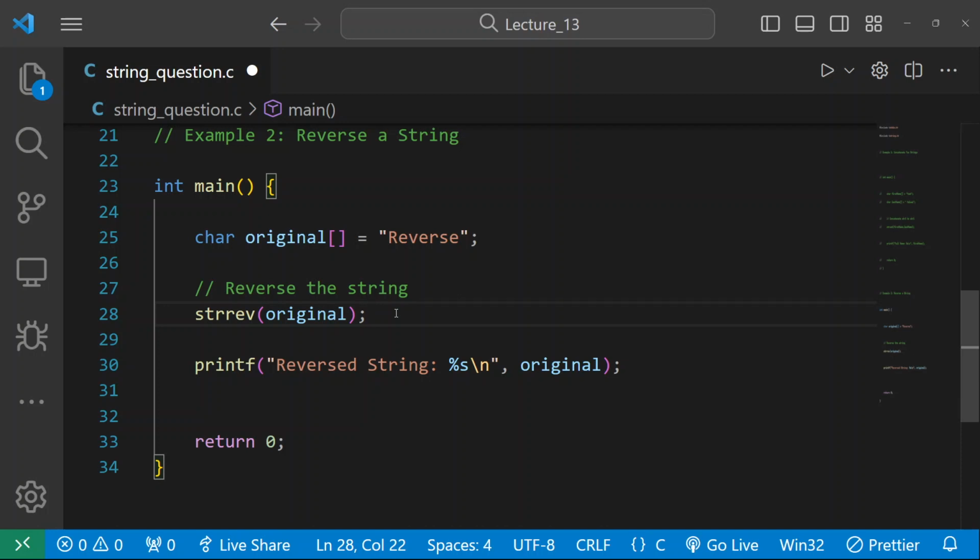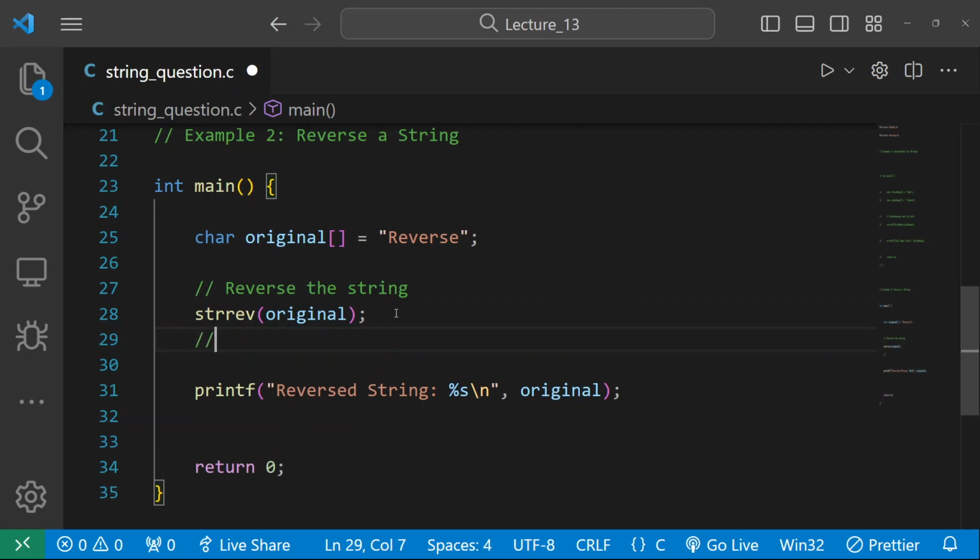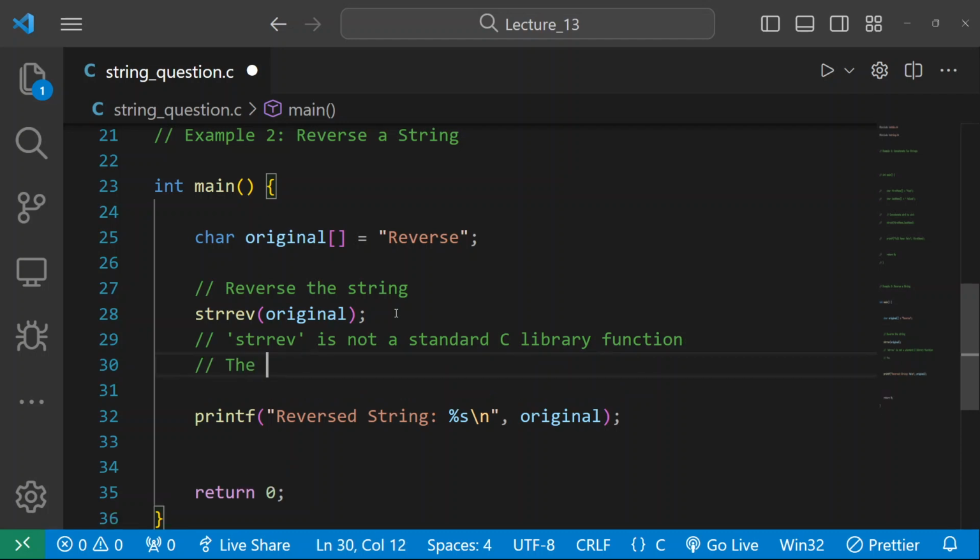However, note that strrev is not a standard C library function. Let me highlight why I did not get that name. The reason is that it is str... This is an interview question. It is not a standard C library function. I hope it is clear to all now. One more thing. Very good. See the output.